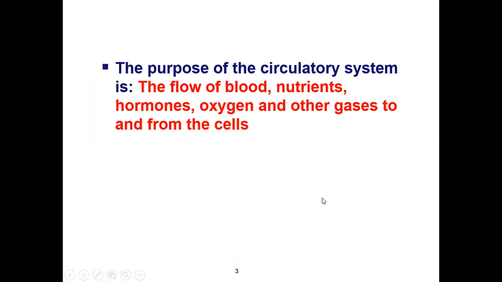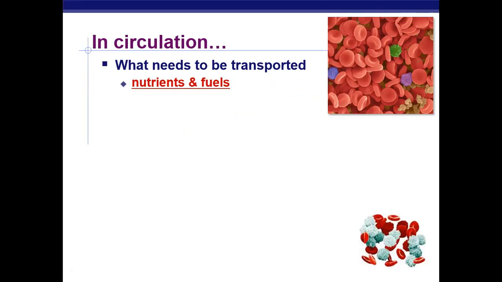right? The purpose of the circulatory system is the flow of blood, nutrients, hormones, oxygen, and other gases to and from your cells. That is the main purpose of the circulatory system. So what is in the circulatory system? What needs to be transported?